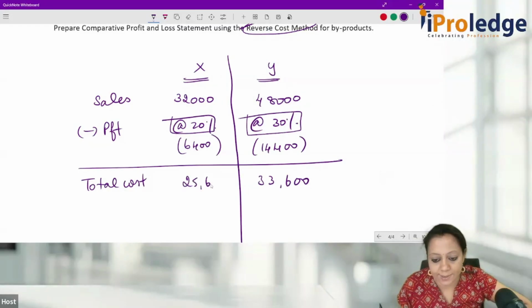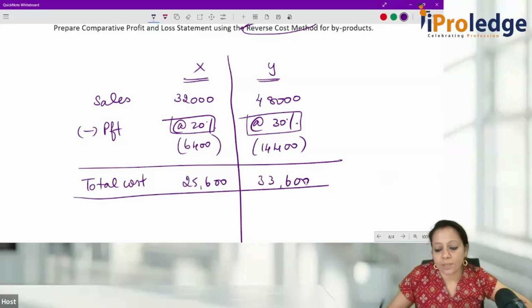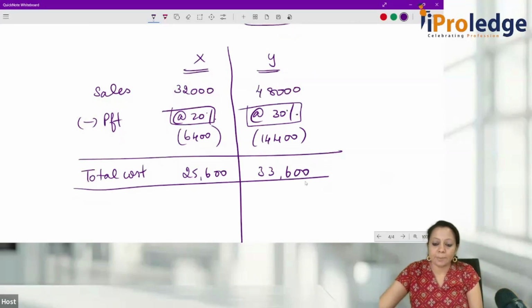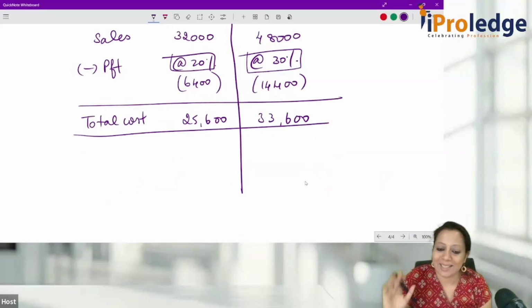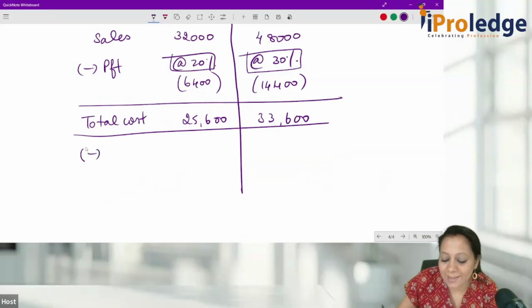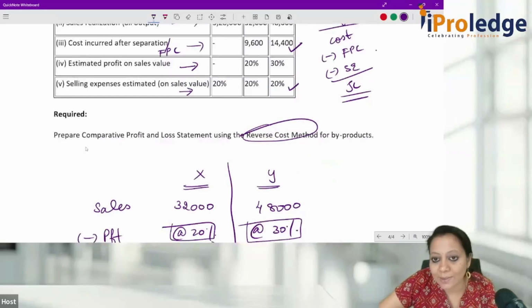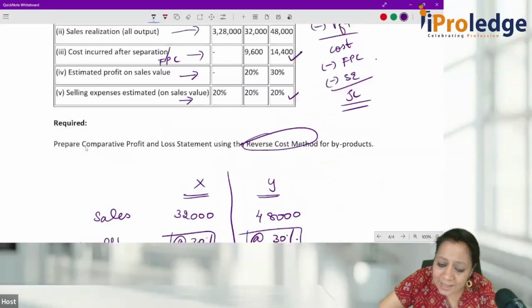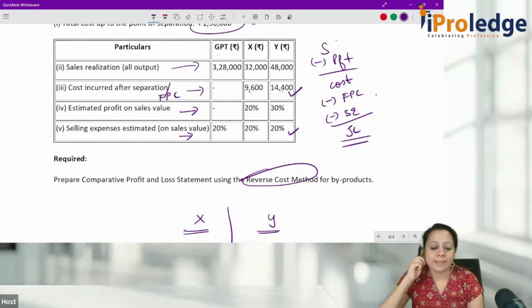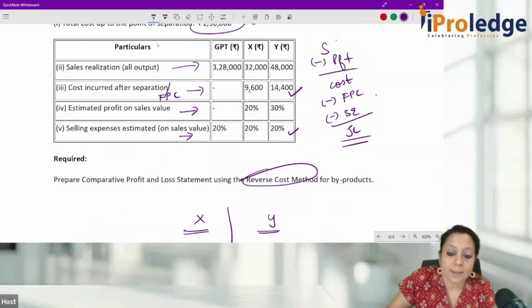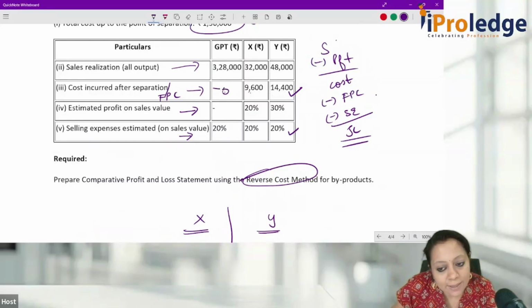So in this total cost, what all comes? Whatever cost is given, the balance will be joint cost. That's all. So minus first, further processing cost 9,600 and 14,400. And please understand one thing, my dears. Sometimes they give nil. Nil means zero.